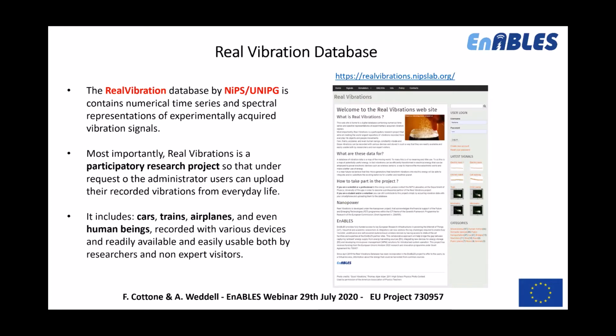And so the signals are under different categories. So it is possible to make a search by category, like cars, trains, airplanes, and so on, human beings.